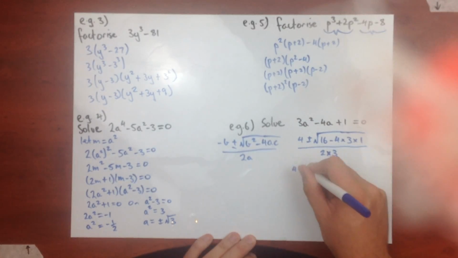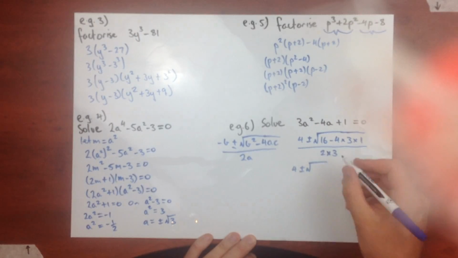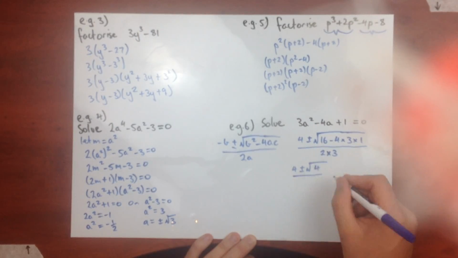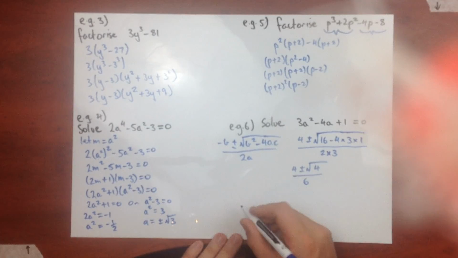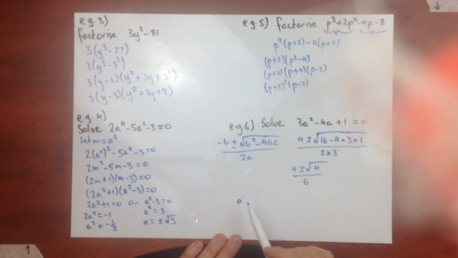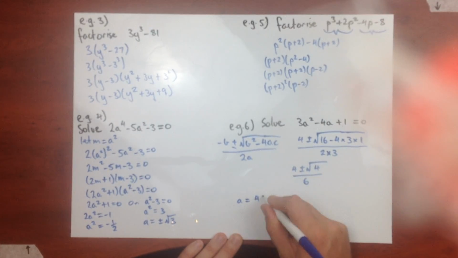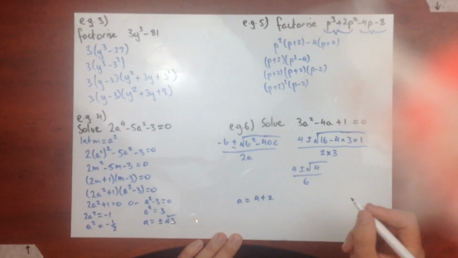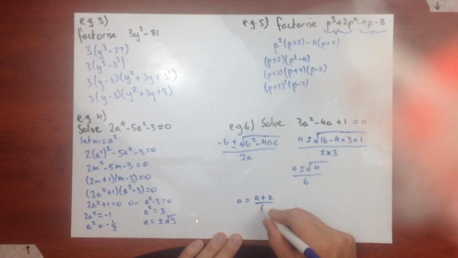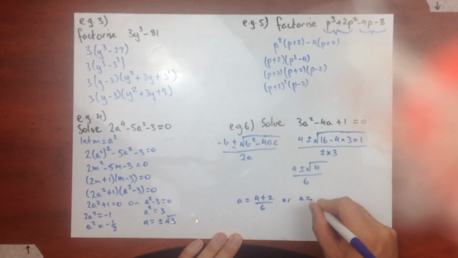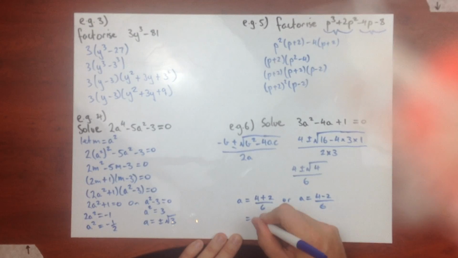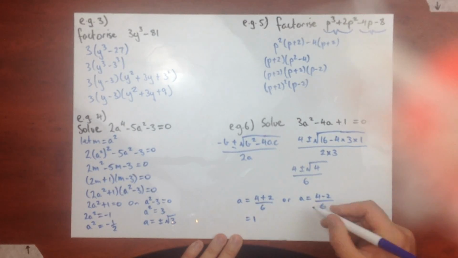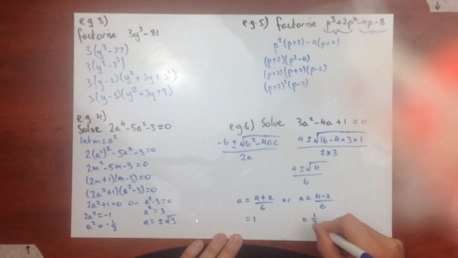So we'll get 4 plus or minus the square root of, as I said, 16 take 12 is 4, over 2 times 3 is 6. Now, at this stage, we really want to start talking our two solutions. Now remember, it's quite easy to go, oh, well, x equals this. Well, actually, no. In this case, it was a's. So we're going to have a equals 4 plus, well, the square root of 4 is 2, on 6, or a equals 4 minus 2 on 6. Well, 4 plus 2 is 6, on 6 equals 1. 4 take 2 is 2 on 6, well 2 on 6 is 1 on 3.